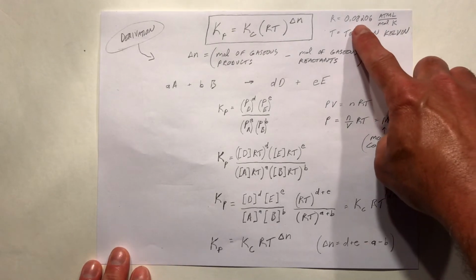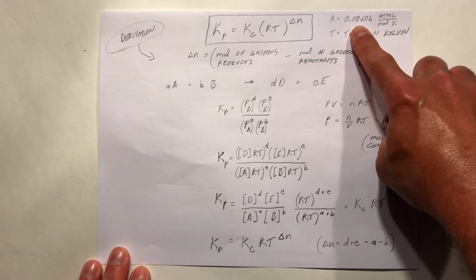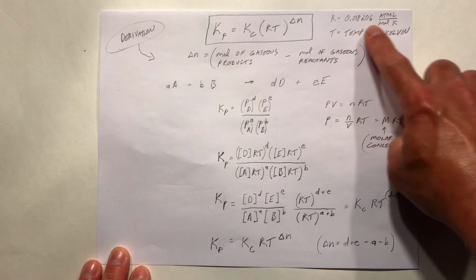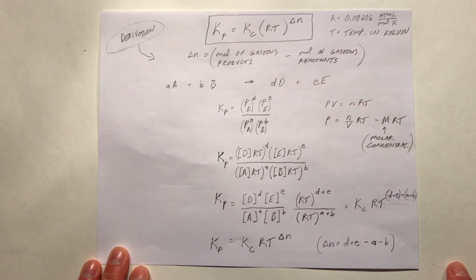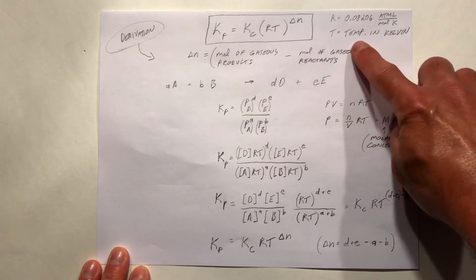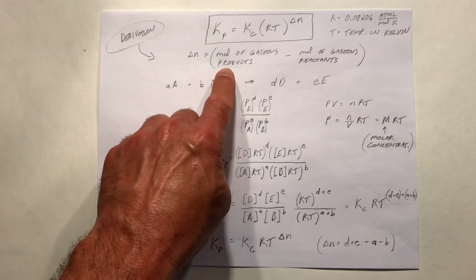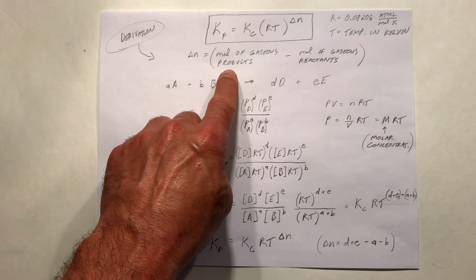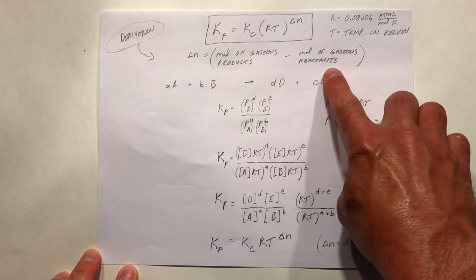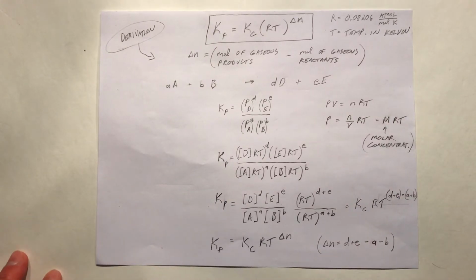where R is the ideal gas constant, 0.08206 atmosphere liter over mole Kelvin. T is temperature in kelvins, and delta N is the total number of moles of gaseous products minus the total number of moles of gaseous reactants.